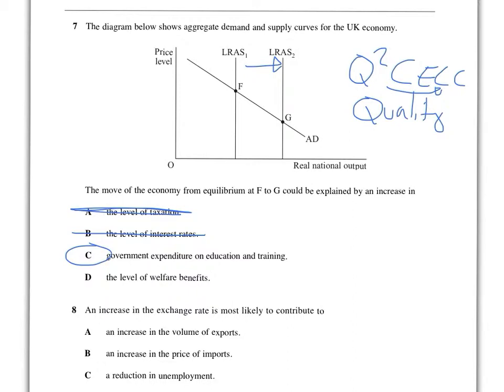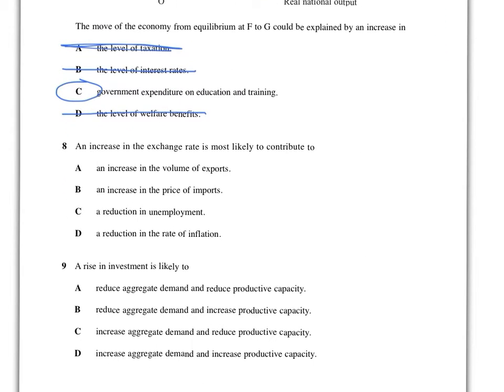And finally, if there's an increase in the level of welfare benefits, that means people will have less of an incentive to work, so that wouldn't make the long run aggregate supply curve go out. It might make AD go up, but that's not what the question's asking. Right, on to question number 8.